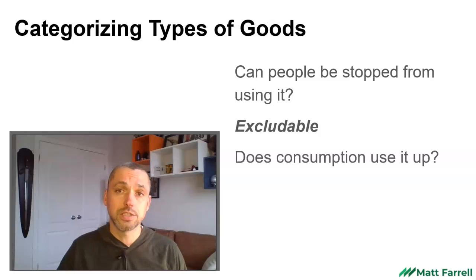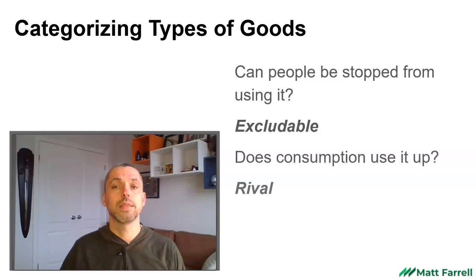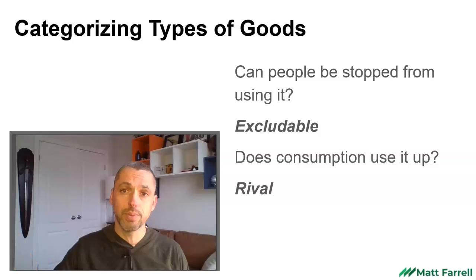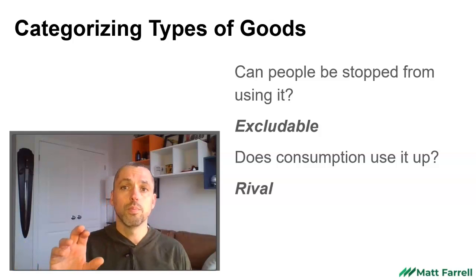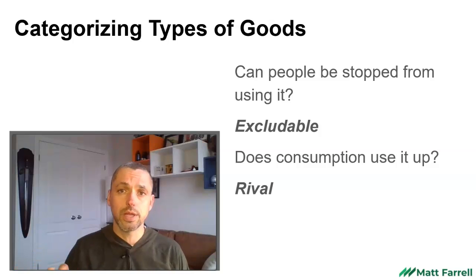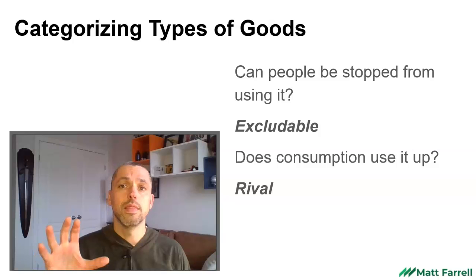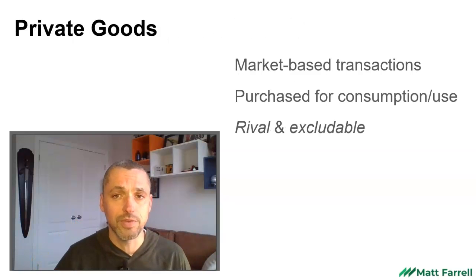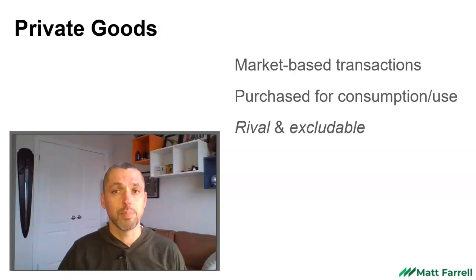Another question, does consumption use it up? That's called a rival good. If one person buys it, is it no longer there for someone else to use? By considering these 2 characteristics, excludability and rivalrous, that can give us an idea of what kind of category the goods might fit into. Here's one example, private goods.